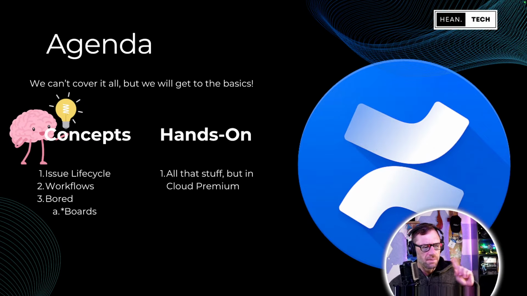So we'll talk about work item life cycles, as well as workflows, and then boards. This is a way to manage and track where our work items, or our tickets, are in the process.